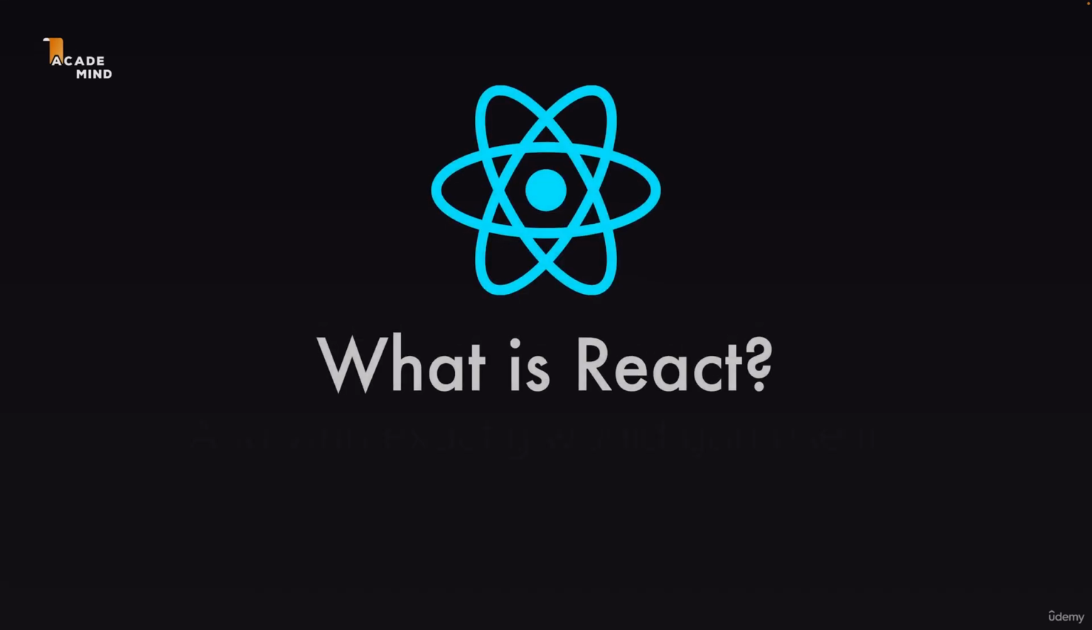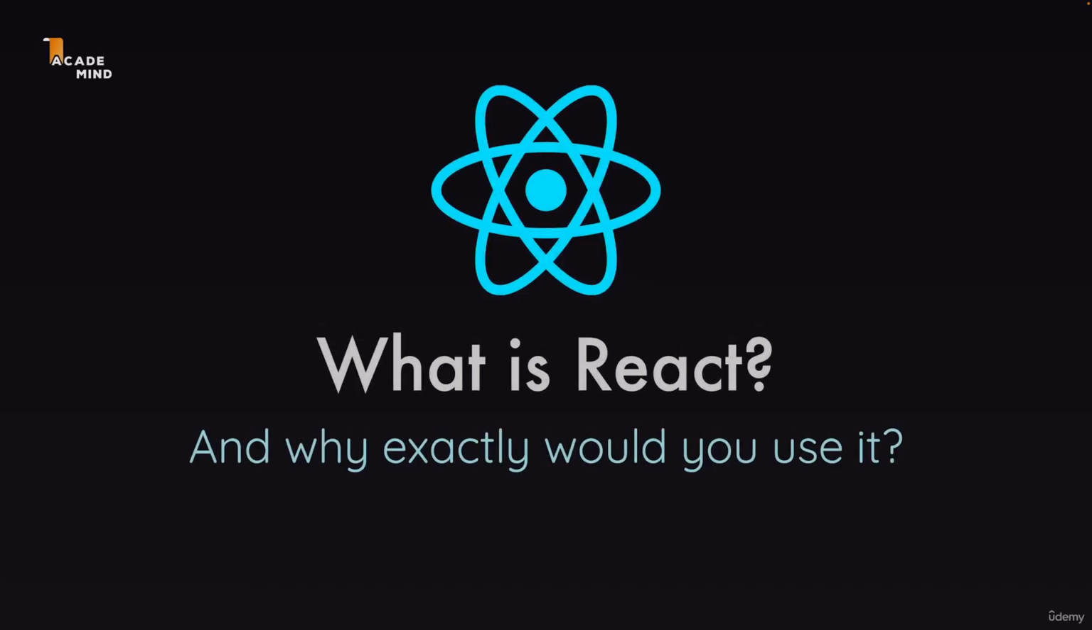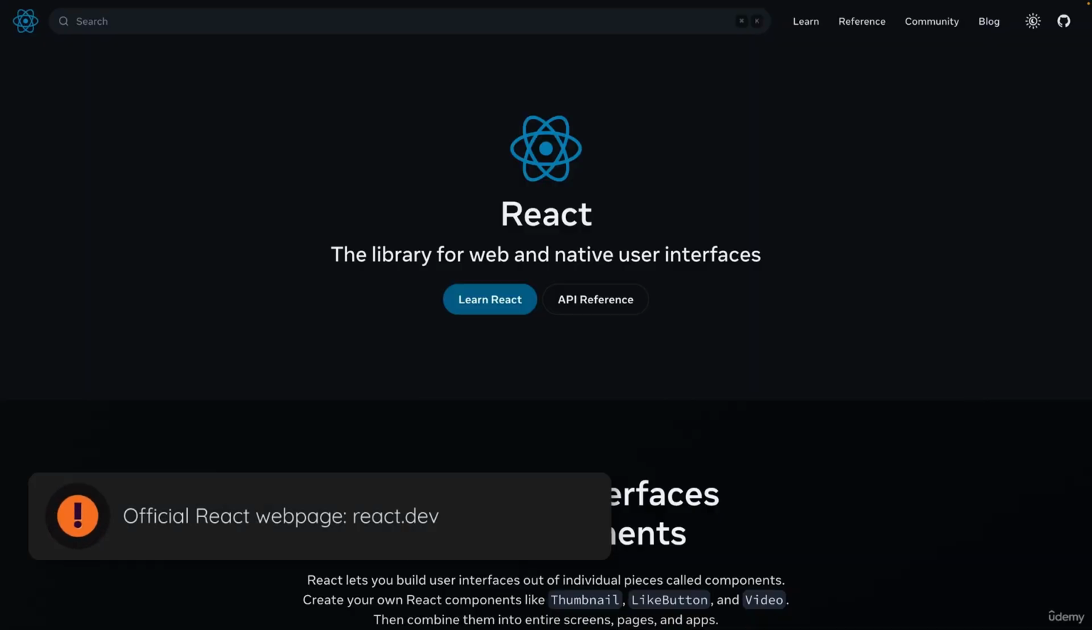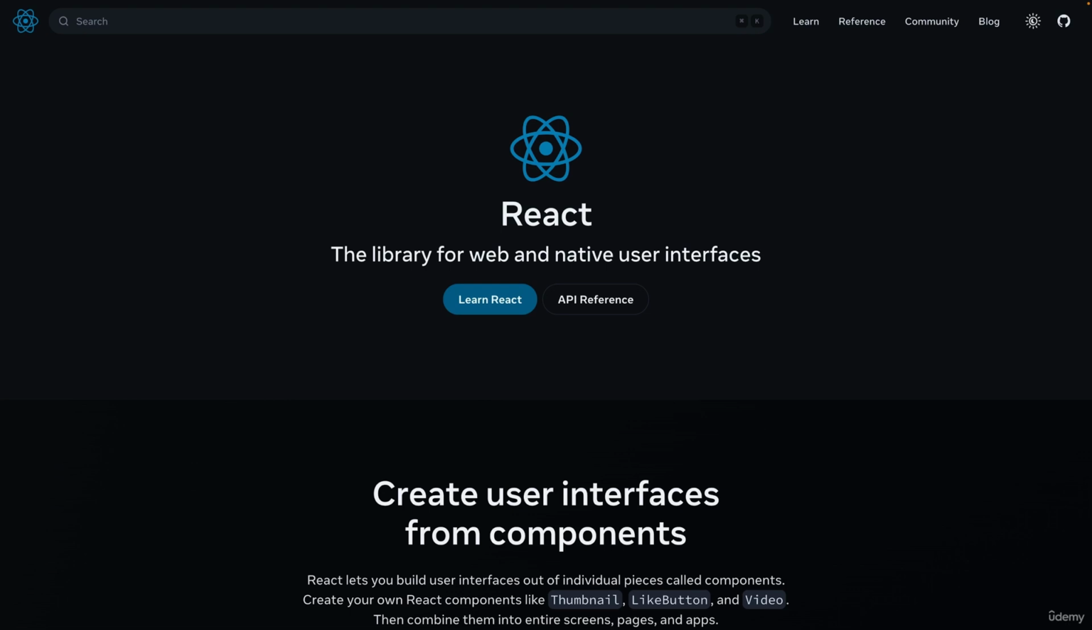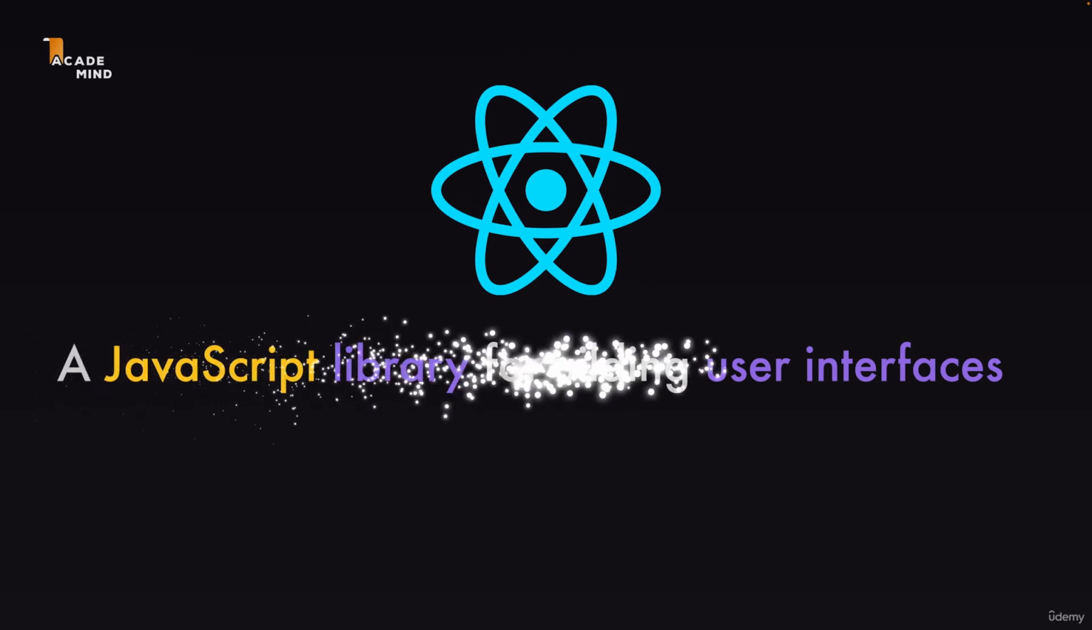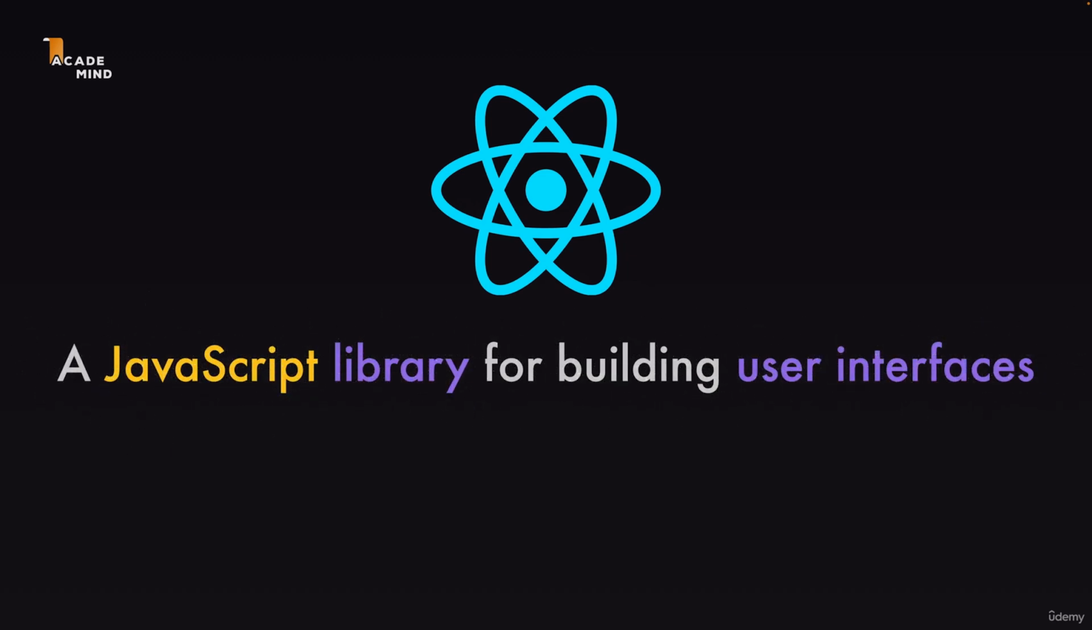So, what is React and why exactly would you use it? Well, if we visit the official webpage, react.dev, we get an answer. It's a library for web and native user interfaces. So, put in other words, React is a library for building user interfaces. That's what React is all about. And as it turns out, it's a JavaScript library for building user interfaces.